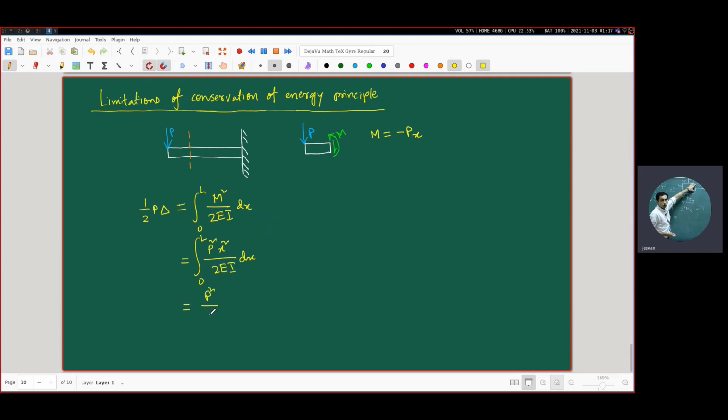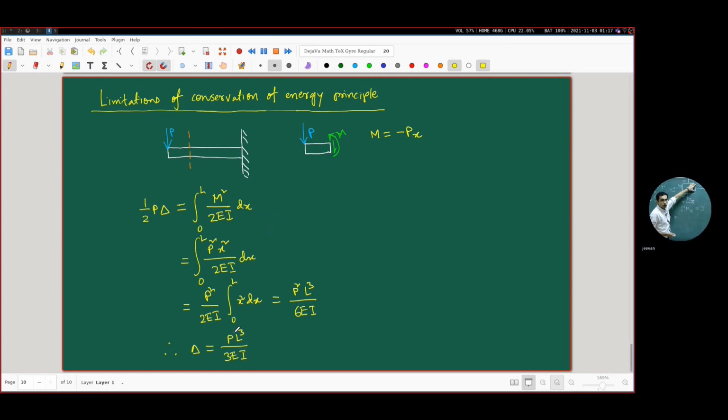So we have this thing coming out of the integration, and we are left with integration 0 to L x square dx. So this simply gives us P square L cube by 6 EI. So we wish to find out the expression for delta. So delta will come out as PL cube by 3 EI.